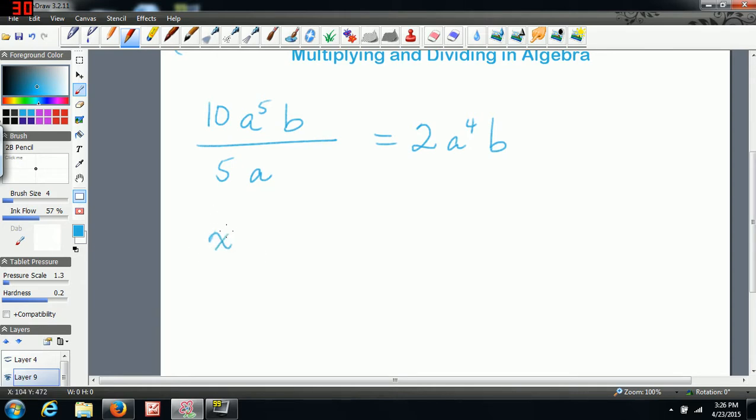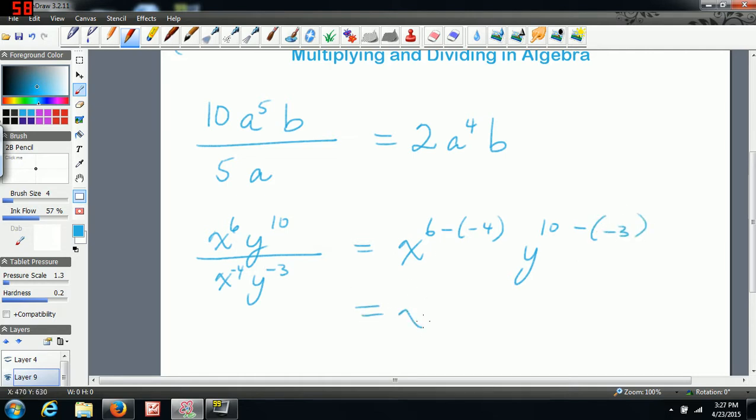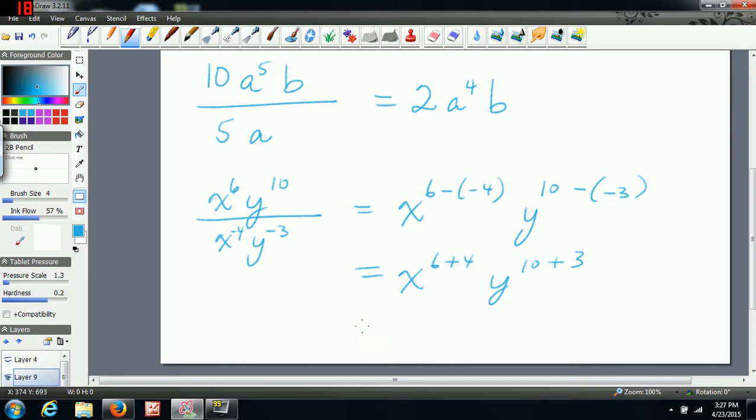If we had x^6 y^10 divided by x^(-4) y^(-3), something like that, you just collect the base and subtract the exponents. So it becomes x to the 6 minus negative 4, and y to the 10 minus, and because it's a negative, you want to write that in brackets. So this becomes x to the 6 plus 4 and y to the 10 plus 3. That would become x to the 10, y to the 13. That would be the answer for something like that.